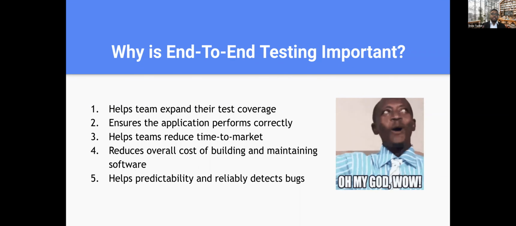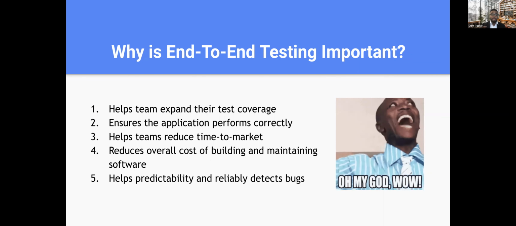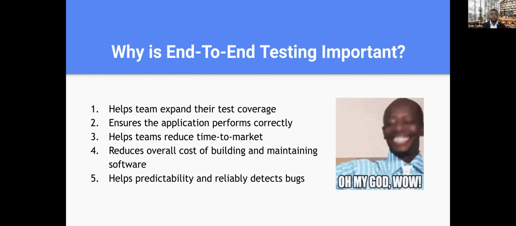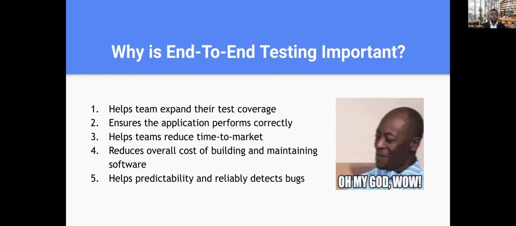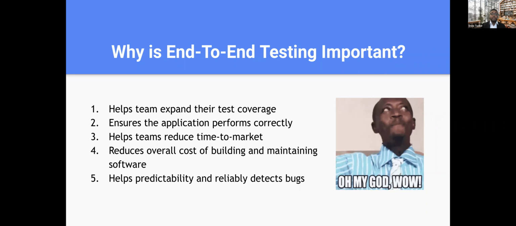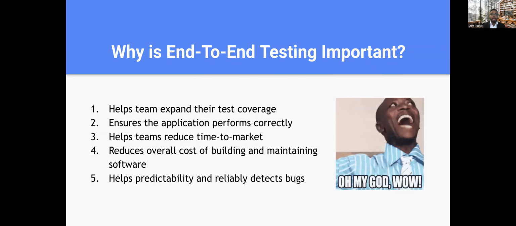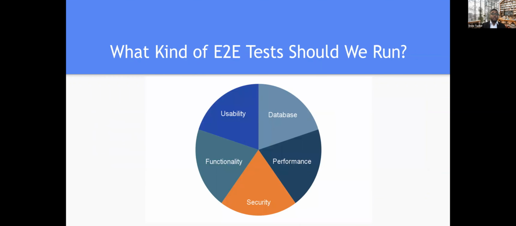End-to-end testing ensures that applications perform correctly by running the test cases based on the end user's behavior. This helps the release team reduce the time to market by allowing them to automate their critical user paths. Overall, this reduces the cost of building and maintaining the software by decreasing the time that it takes to test the software and detect bugs. So we know why it's important.